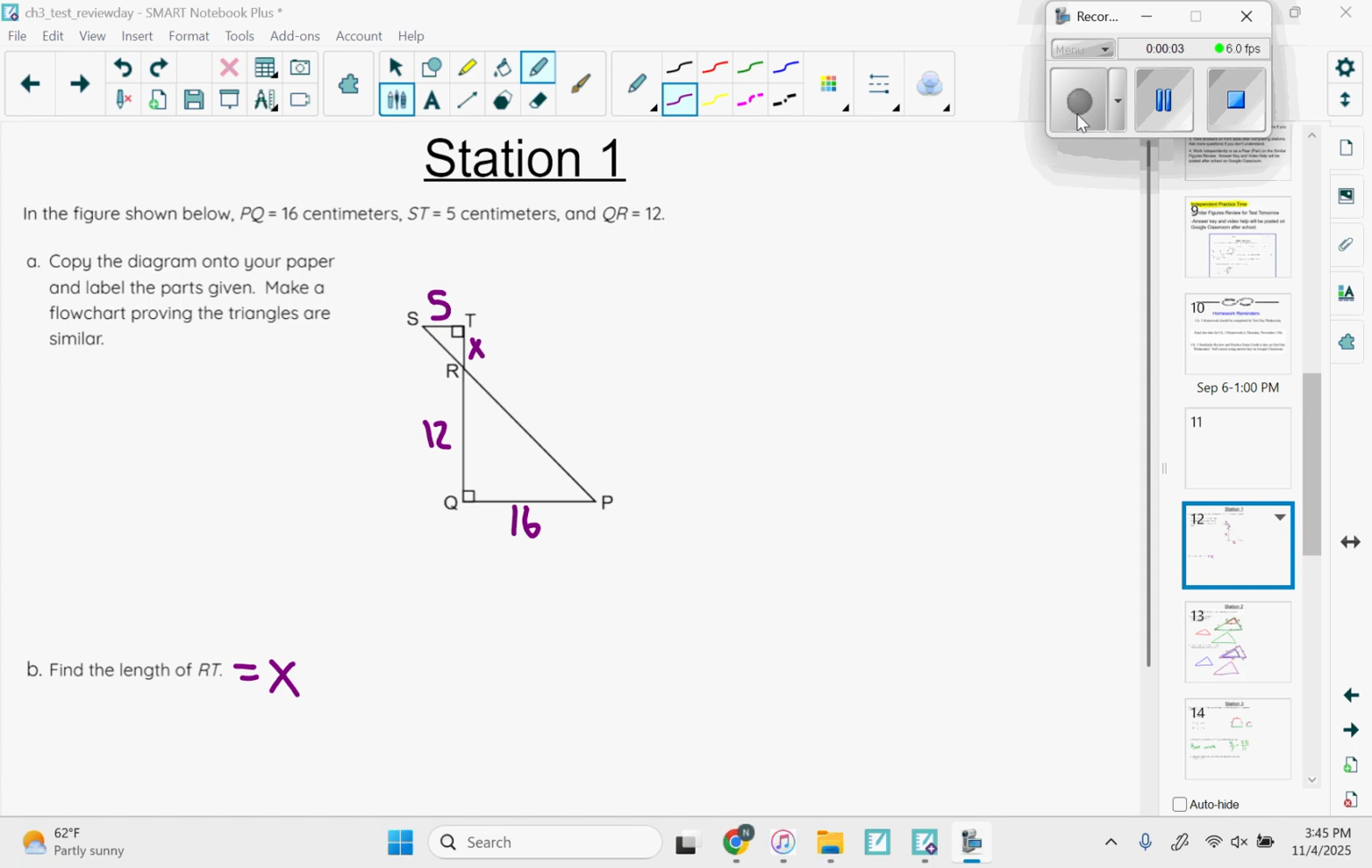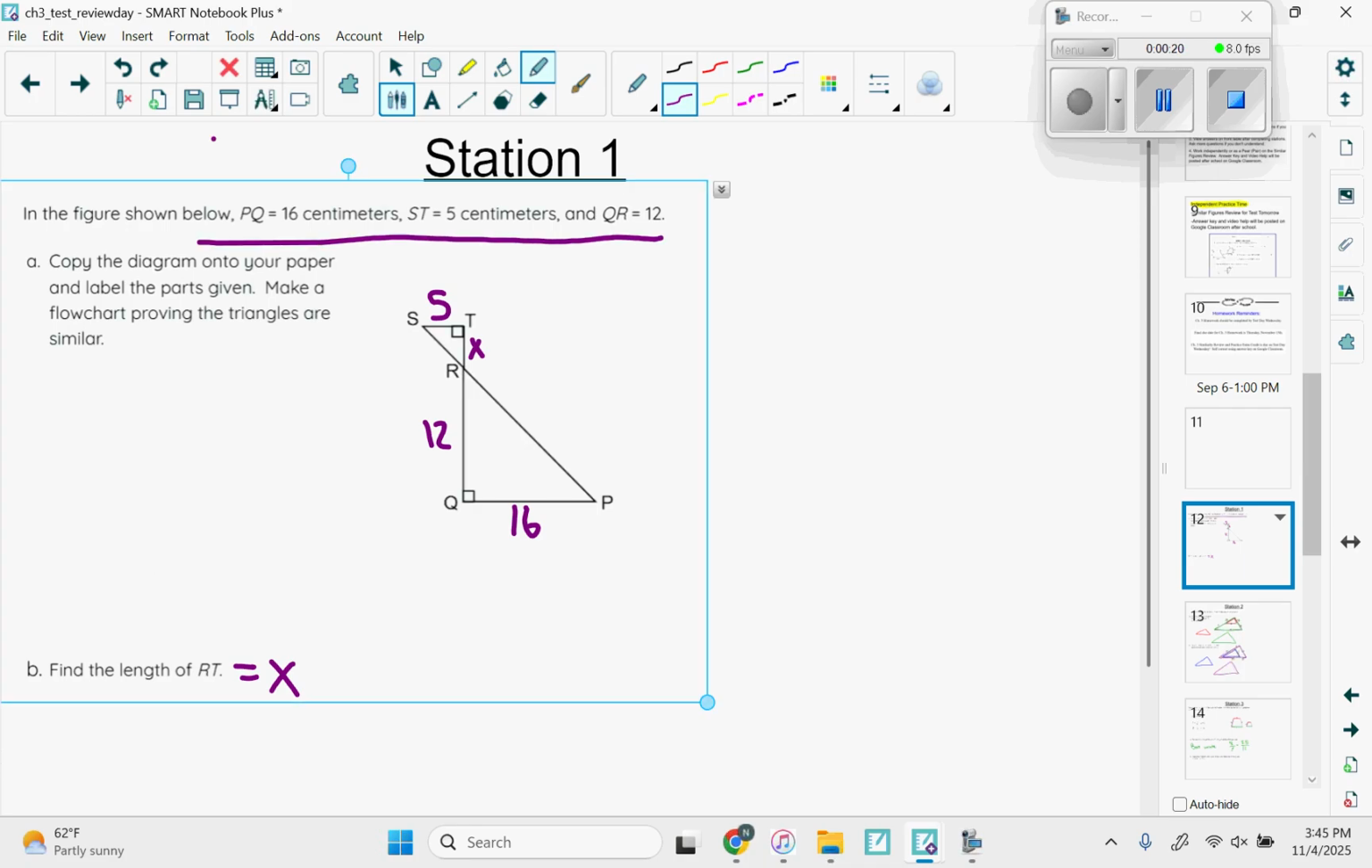All right, we're going to go through and do our station review, and then we'll look at the similar figures review to get ready for our similar figures test. Station number 1, we're given this diagram, and I filled in the side lengths that are given up here. All right, and we want to make a flowchart to prove the triangles are similar.